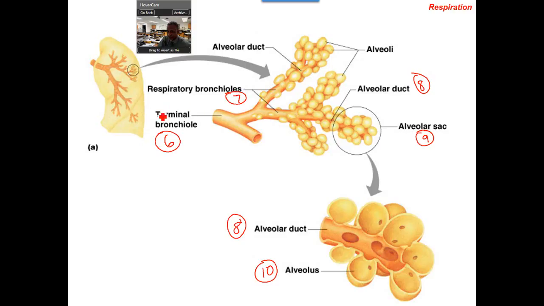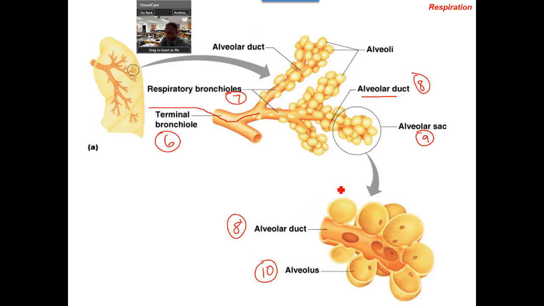So the air is going here. So let's follow this air going here. Now look at number 8. That's this right here. Now, what's the difference between terminal bronchiole and alveolar duct? The alveolar duct has the alveoli attached to it.